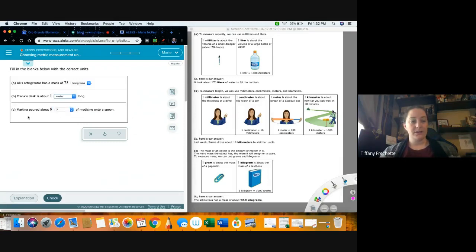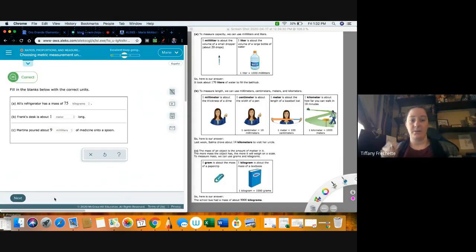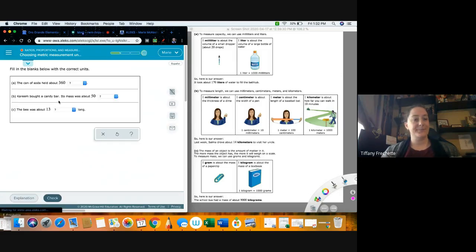All right. Martina poured about 9 blank of medicine into a spoon. Let's see. We have 2 options here: milliliters or liters. So she poured 9 milliliters of medicine into a spoon, or liters. Remember, a liter is a large bottle. So if she poured 9 large bottles into a spoon, she's probably going to make a huge mess. So I'm thinking it's milliliters. All right, we're good to go. Let's do one more of these.